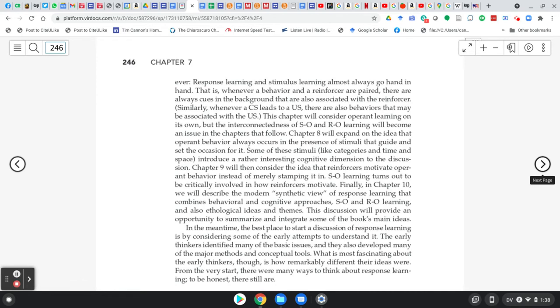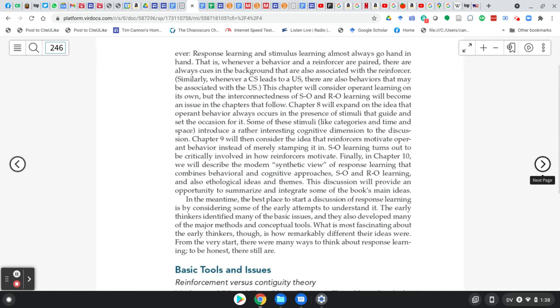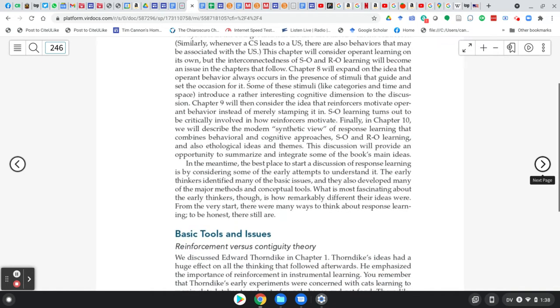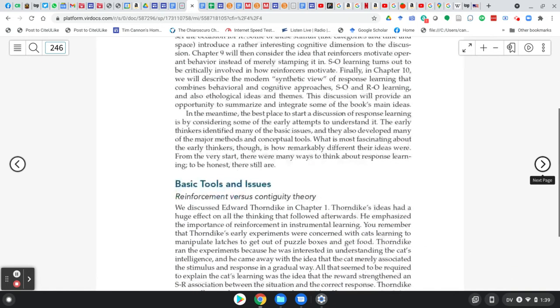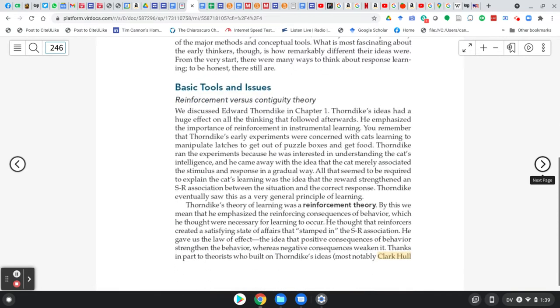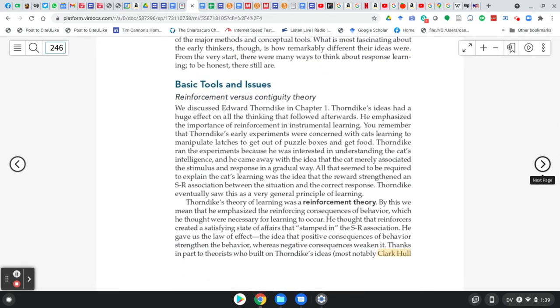Not important for what we're dealing with here. And all these types of learning, SOs and ROs, and the idea of reinforcers, and here comes contiguity theory again. I used to not like the way the book bounced around, but now I see the wisdom in it. He really is making a review for the final.